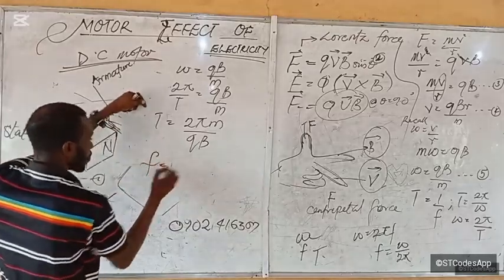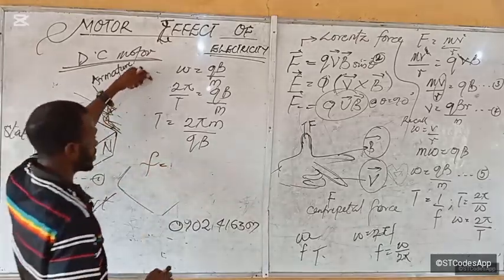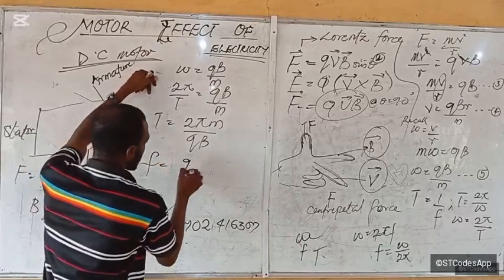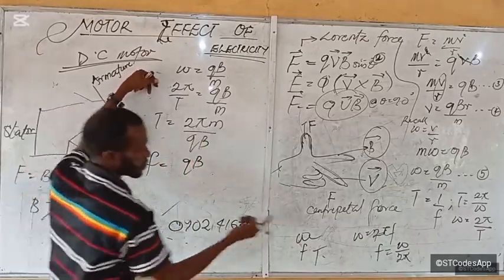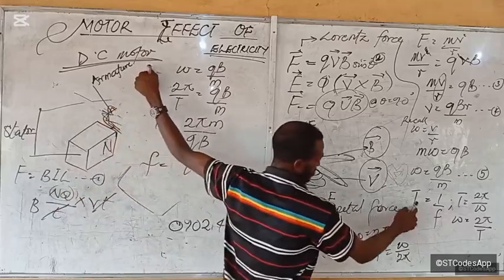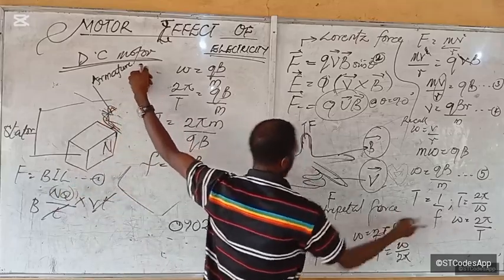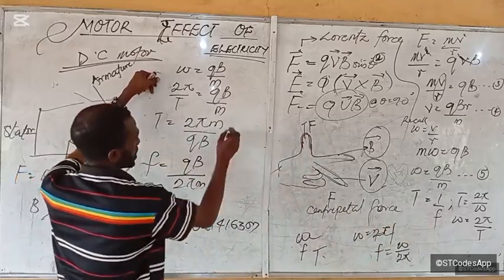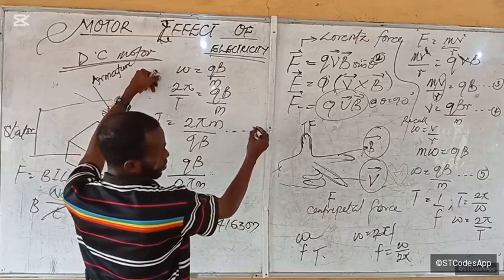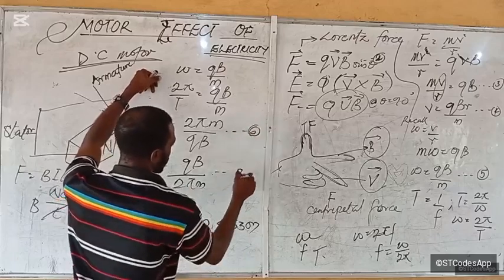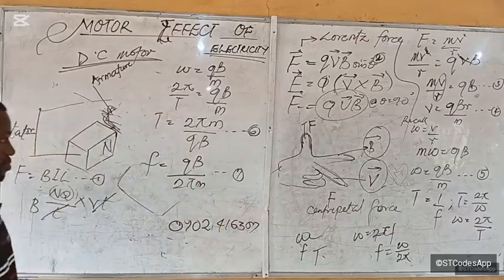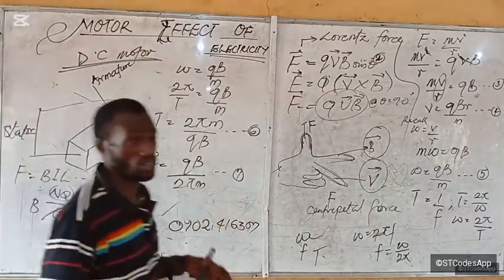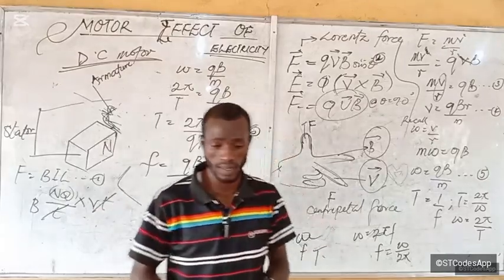Then the frequency of the movement of the charge is going to be what? The inverse of this, because frequency is the inverse of period, and period is the inverse of frequency. So qB over 2 pi m. And these are all the formulas that you need. Equation 6 and equation 7. Alright, so these are just all the formulas that you need to be able to understand that.